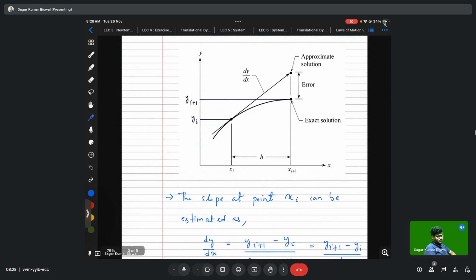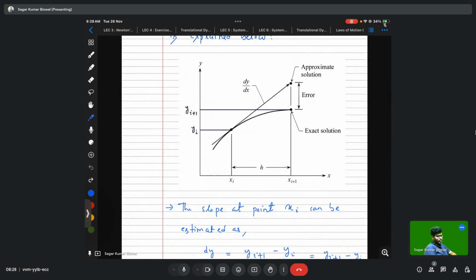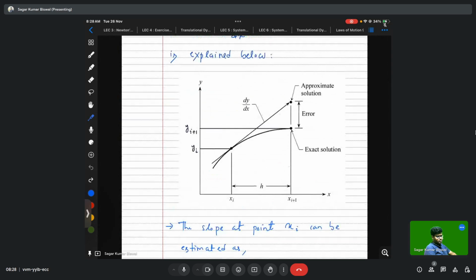So the slope at point xi can be estimated as, so first, to use the Euler method, you have to find the slope at this point xi. Suppose this is the exact solution of the differential equation dy by dx is equal to f(x, y). The exact solution is this. Then at this point xi, what will be the slope?